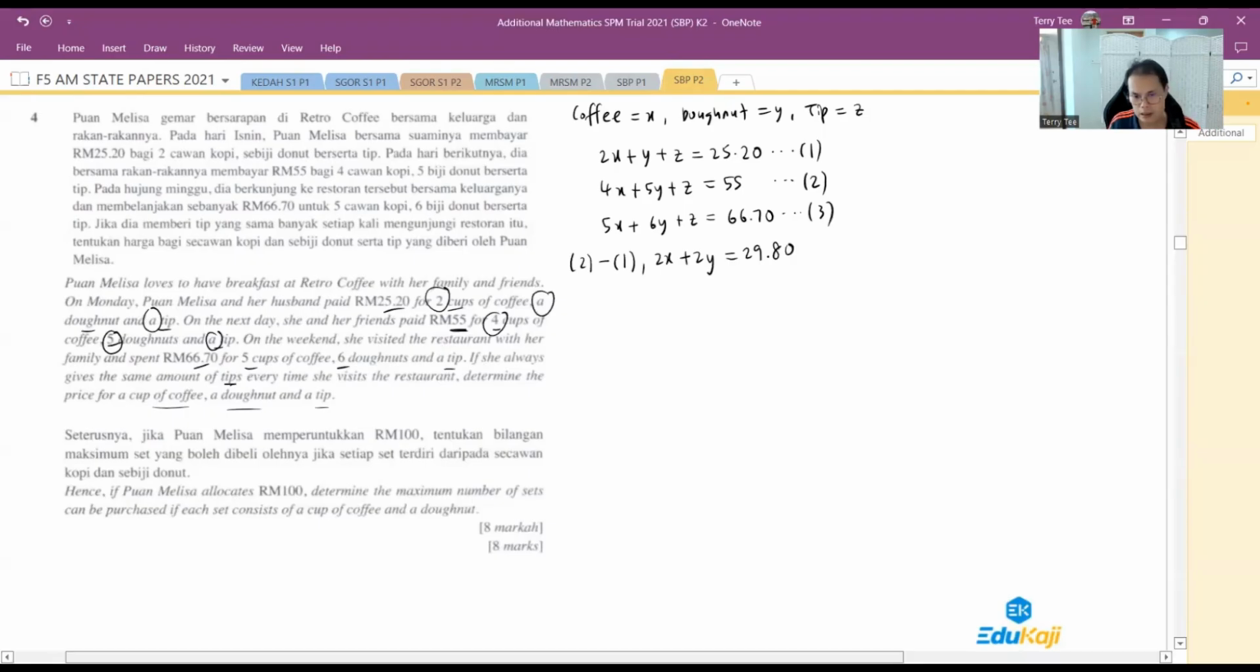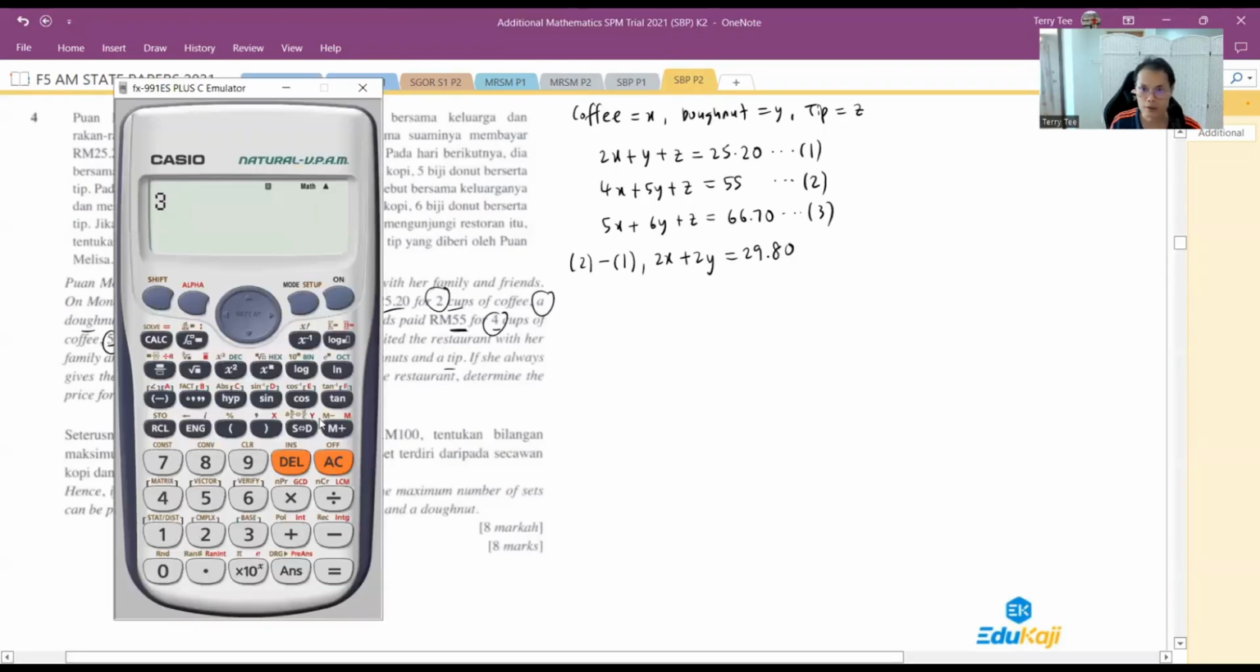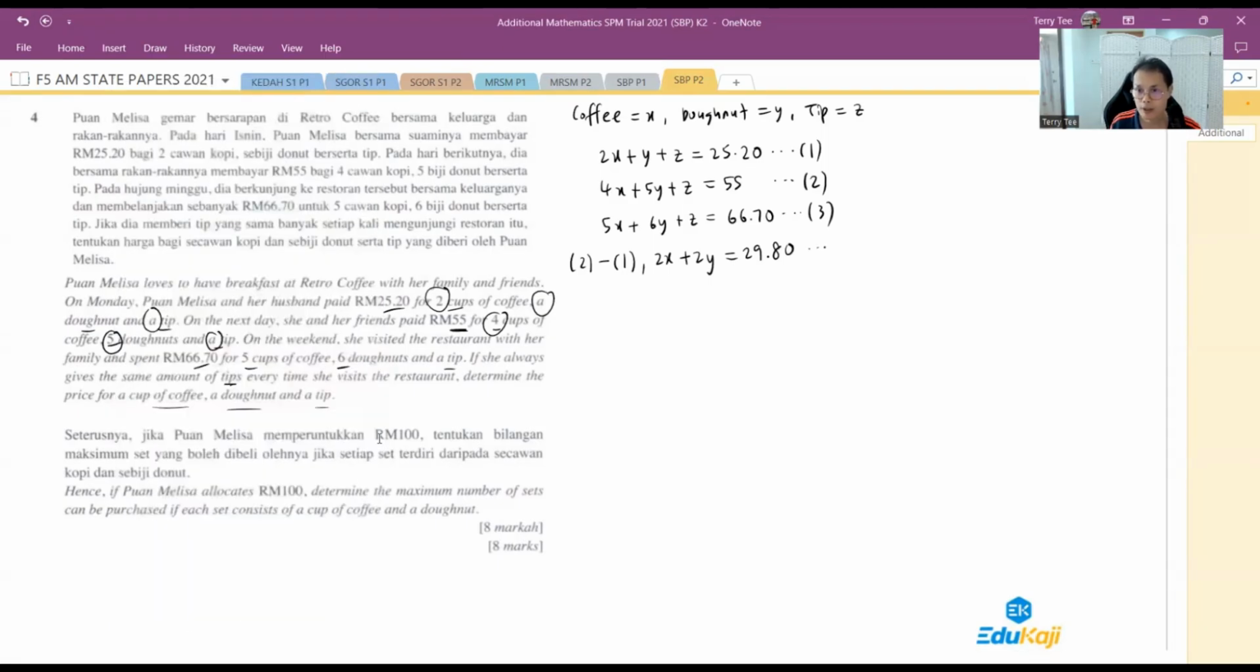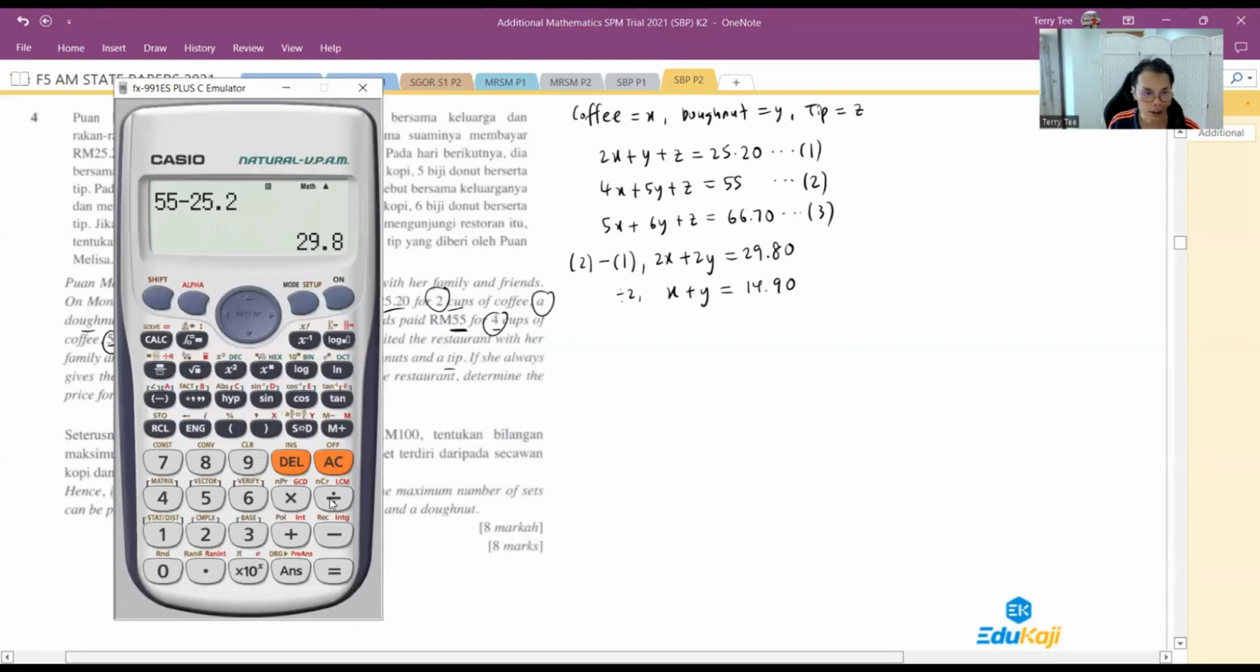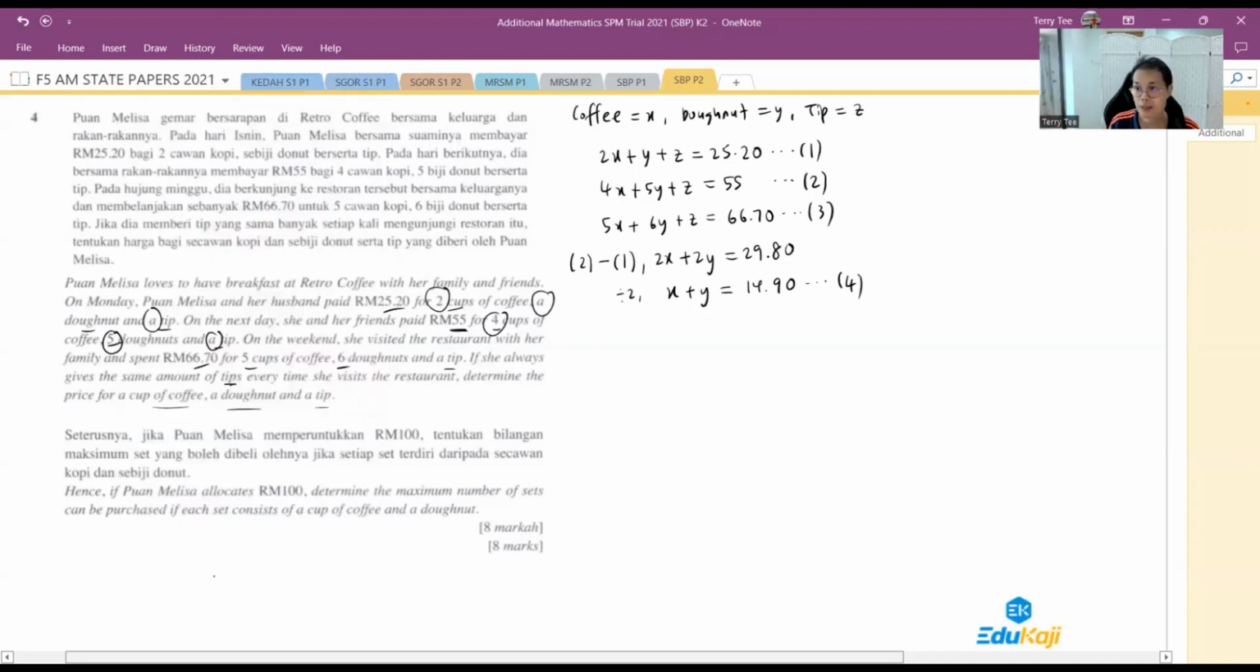Now, you can't do it mentally. Just use your calculator. 55 minus 25.20, here you go, 29.80. Okay, so we call this equation 2. I look at it, maybe I can divide by 2, make the number smaller, right? Because all these are divisible by 2. x plus y is now, okay, 30 divided by 2 is 15, right? So 29.80 divided by 2 is 14.90. You can't do it mentally, use calculator, divide by 2, there you go, 14.90. I'm going to call this equation number 4.